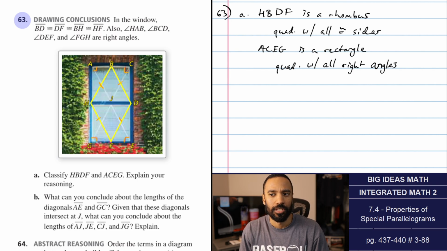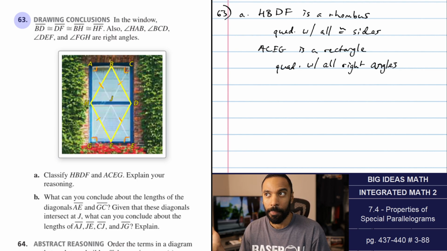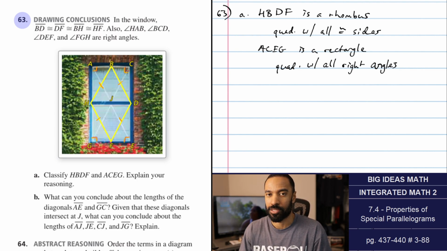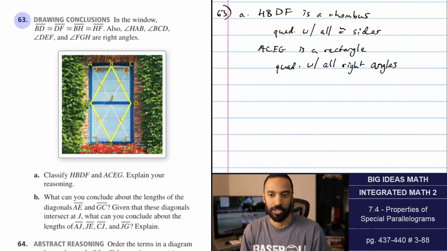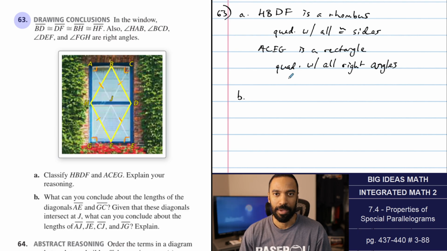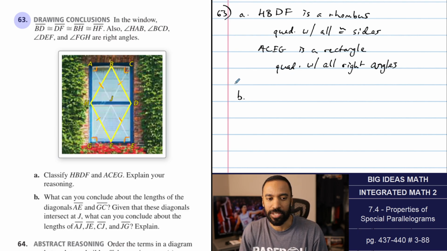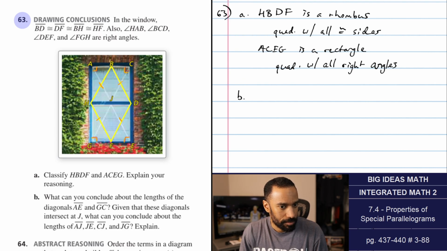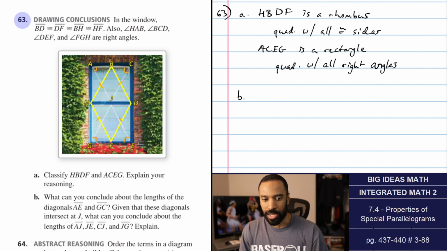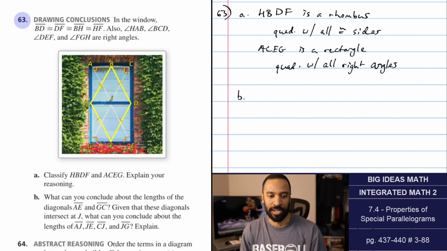Now, are they what they are based off the minimalist definitions? If they just gave you perpendicular diagonals, for example, I wouldn't know it's a rhombus, because you can make perpendicular diagonals in non-parallelogram quadrilaterals and make it not be a rhombus. What can you conclude about the lengths of the diagonals AE and CG? Given that these diagonals intersect at J, what can you conclude about the lengths of AJ?